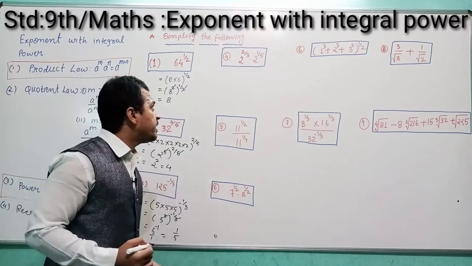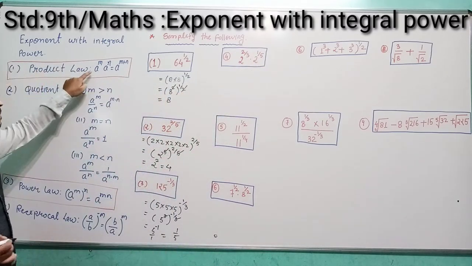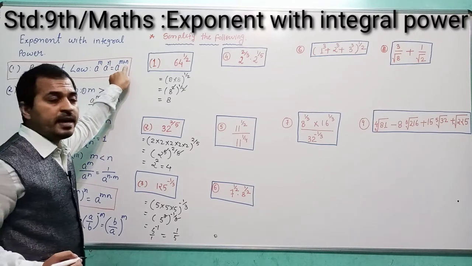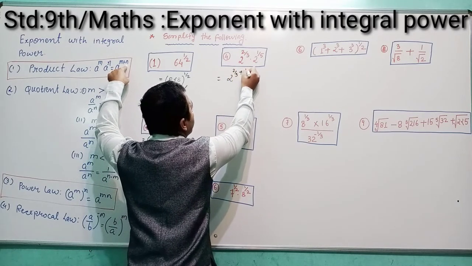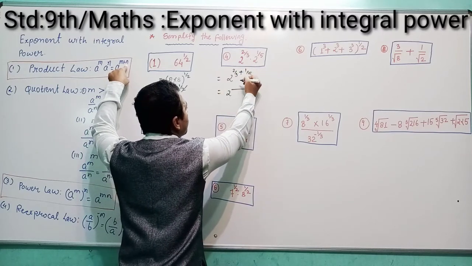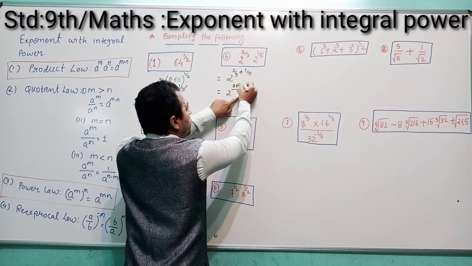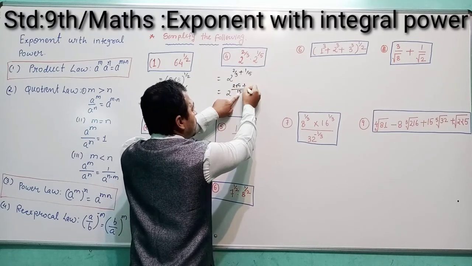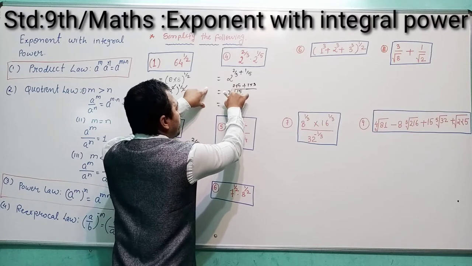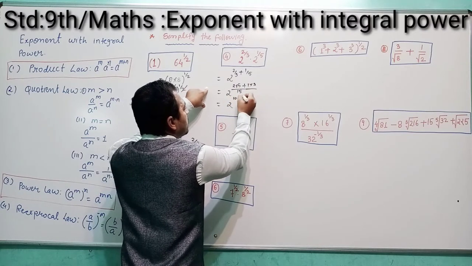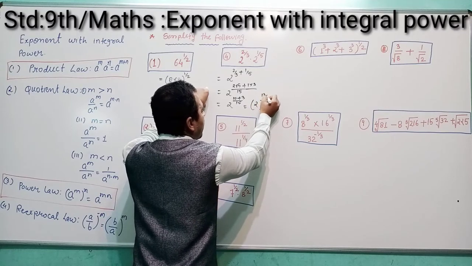Okay, moving to question number 4, students. Here you can see that the bases are same and the powers are different. You can use the product law. The bases are same, powers are different, so the powers will be added. Right, students? So you can write over here 2 to the power 2 by 3 plus 1 by 5. Now the LCM of 3 and 5 will be 15. Now 15 divided by 3 gives 5, so 2 into 5, plus 15 divided by 5 goes 3 times, so 1 into 3. So 2 whole to the power 10 plus 3 divided by 15. So finally you can write 2 whole to the power 13 by 15.